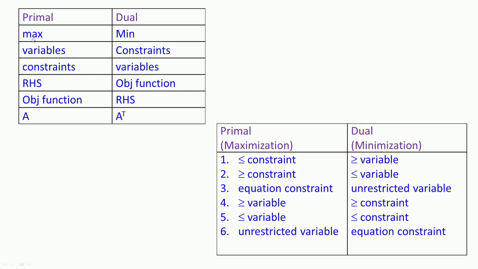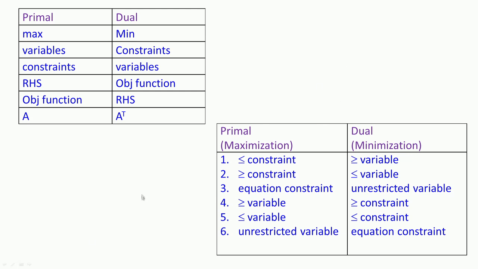If the primal is a maximization, the dual is a minimization, and vice versa. The number of variables of the primal is equal to the number of constraints of the dual. The number of constraints of the primal is equal to the number of variables of the dual. The right hand side of the primal becomes the objective function of the dual, the objective function of the primal becomes the right hand side of the dual, the A matrix, the constraint coefficient matrix, becomes the transpose. This we have already seen. Now this is a new thing that we are now going to see.